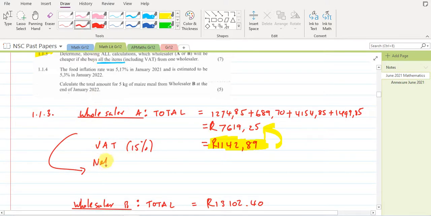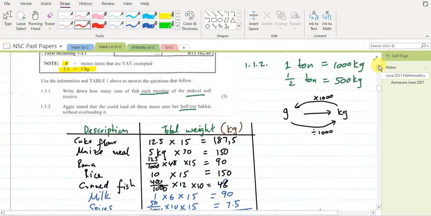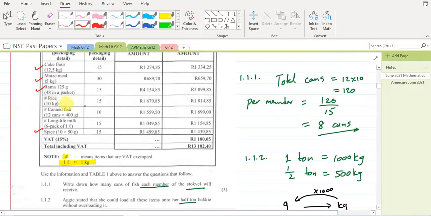Now to get the net total, we're going to add this VAT amount plus the other 3 items. So let's not get the net total as yet. Let's write VAT exempt items. We're looking for the VAT exempt items total, and we can just write down the total there.